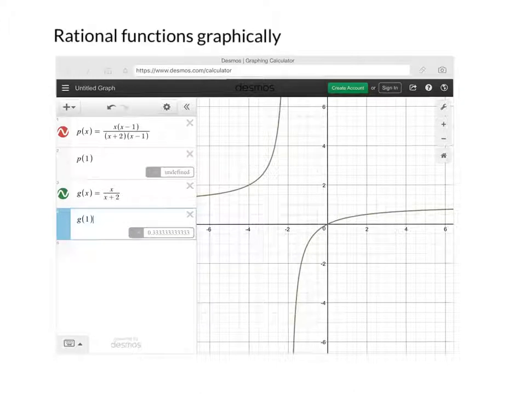All right, so I hope this helped, looking at things graphically. In the next video, we're going to talk about vertical asymptotes, holes, and how we can do them algebraically. See you then.